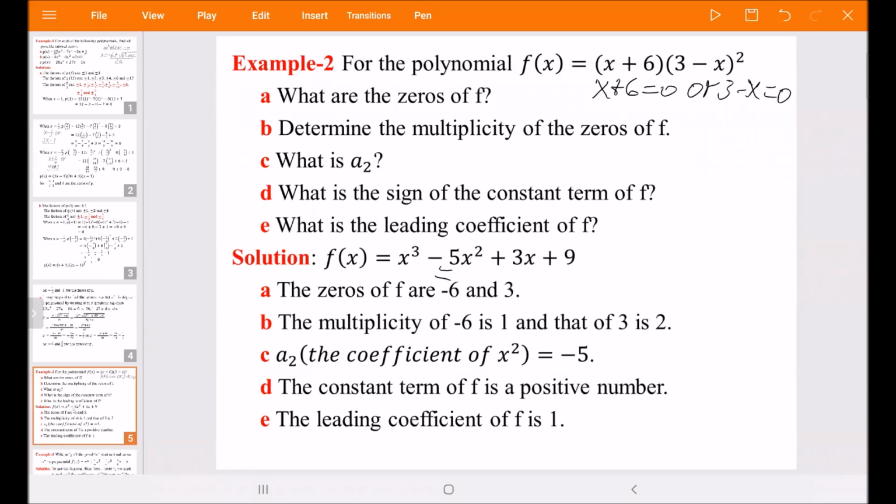And D, we are asked to determine what? The sign of the constant term of f. As you can see, the constant term is positive 9. So the constant term of f is a positive number, because we are asked its sign. E, what is the leading coefficient of f? Because this polynomial is a degree 3 polynomial, what is the coefficient of x cubed? As you can see, it is 1. So the leading coefficient of this polynomial is 1.